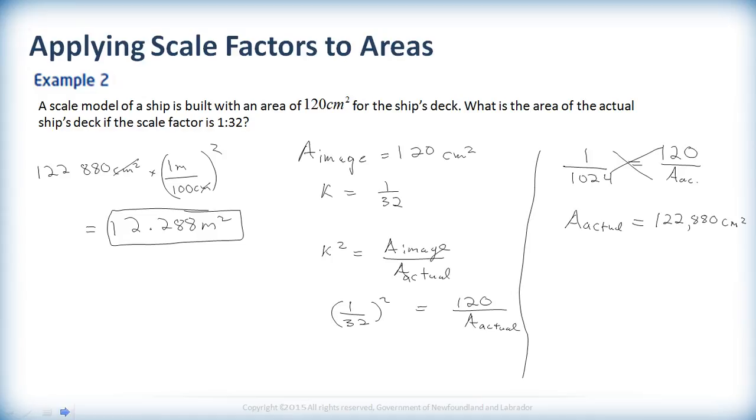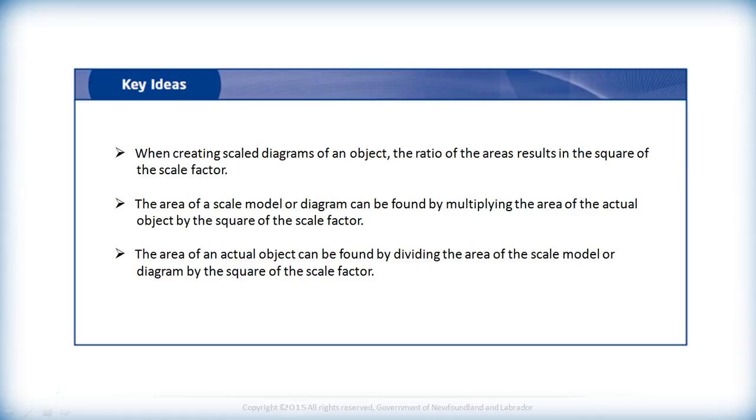All right, so there we go, scaling up and down. When creating scale diagrams of an object, the ratio of the areas results in the square of the scale factor. That's a big thing here. So the area of the diagram is found by multiplying the area of the actual by the square of the scale factor, whereas the area of the object is found by dividing the area of the scale model or the diagram by the square of the scale factor. Now remember, we multiplied by the square of 32 in that last example, but we were actually dividing by the square of 1 over 32, which is why we ended up multiplying there. So when you're going from model to actual, you're really dividing.